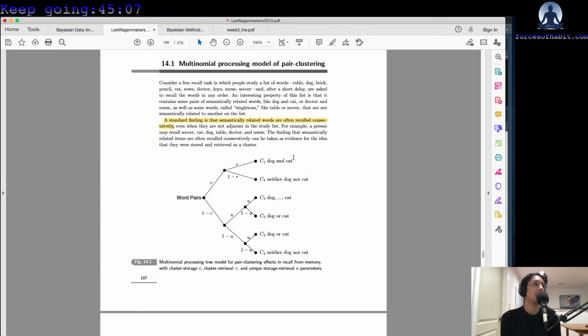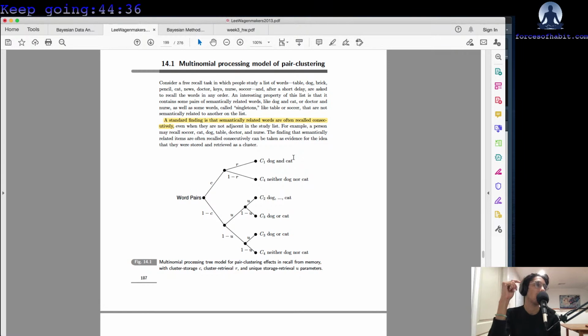So maybe they're stored in some way that makes it match this pattern, and that's why we recall them close to one another. So it's some theory about the potential structure for semantic relationships between pairs or sets of like terms.